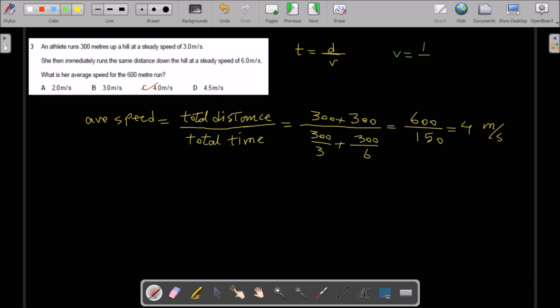V is equal to D over T. That's why T equals D over V. So for the total time, you should write T1 plus T2. T1 is 300 divided by 3, and T2 will be 300 divided by 6. The final answer will be 4 meters per second.